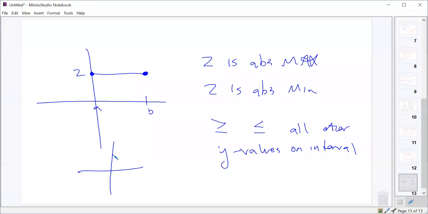Like I could draw something like this, sorry, I don't want it to be continuous. That is not continuous from a to b, but it does have an absolute max and it does have an absolute min. So that's fine. Does that make sense? Yeah. Cool. Any other questions on the extreme value theorem there?